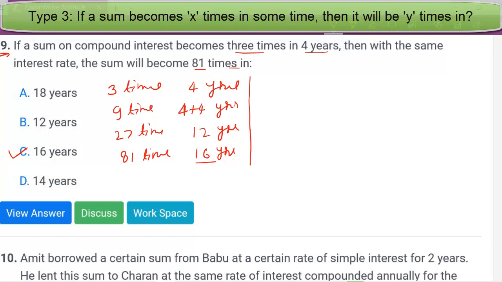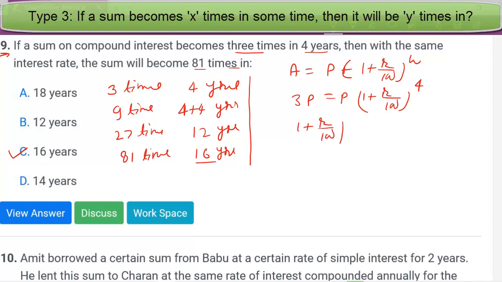You can also use the formula for similar kinds of questions. For example, as you know, A is equal to P into (1 plus R by 100) raised to power n. So initially you put the value 3P, because the principal becomes 3 times, that is equal to P(1 plus R by 100) raised to power 4 years. So basically here you are getting that (1 plus R by 100) raised to power 4 becomes 3. This will give you the value of 1 plus R by 100.